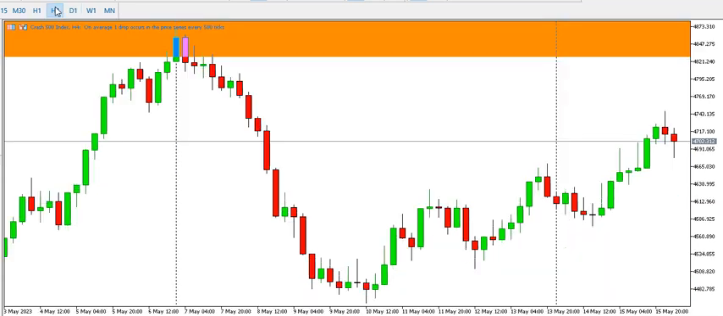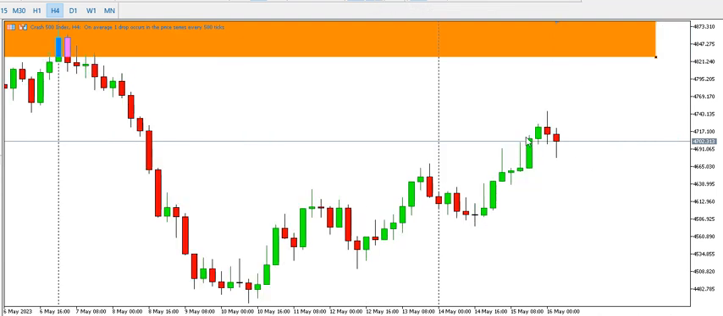Let's look at the 4-hour time frame. What do we have on the 4-hour time frame? You can see price trying to rise to the range top. So we might consider buying Crash 500 Index for now.